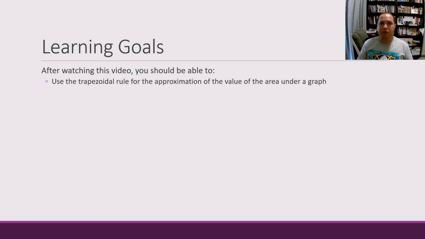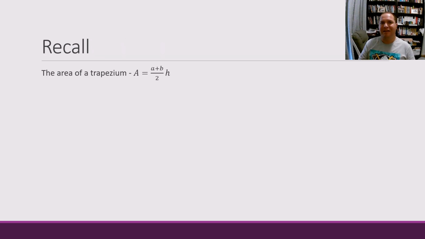So after watching this video, you should be able to use the trapezoidal rule to find an approximation for the value of the area under a graph. The big thing you'll have to remember is the area of a trapezium. So the area of a trapezium is the average of the two parallel sides, A and B, added together, divided by 2, times the height of your trapezium. That's the big thing you have to remember because we're calculating area using trapeziums.